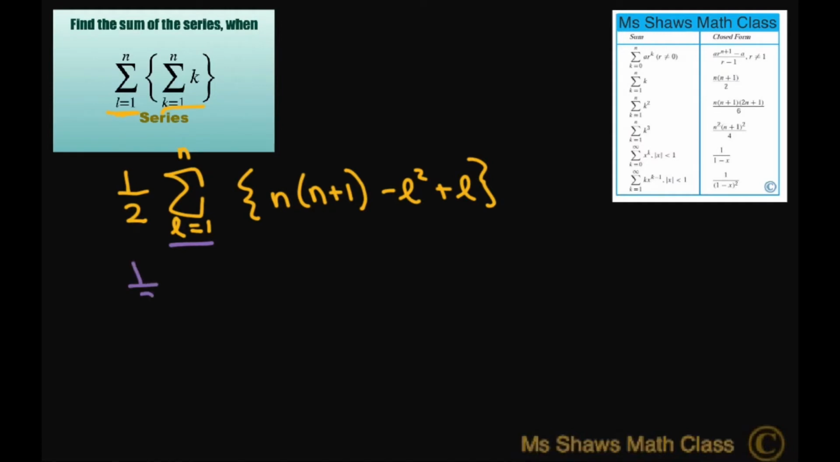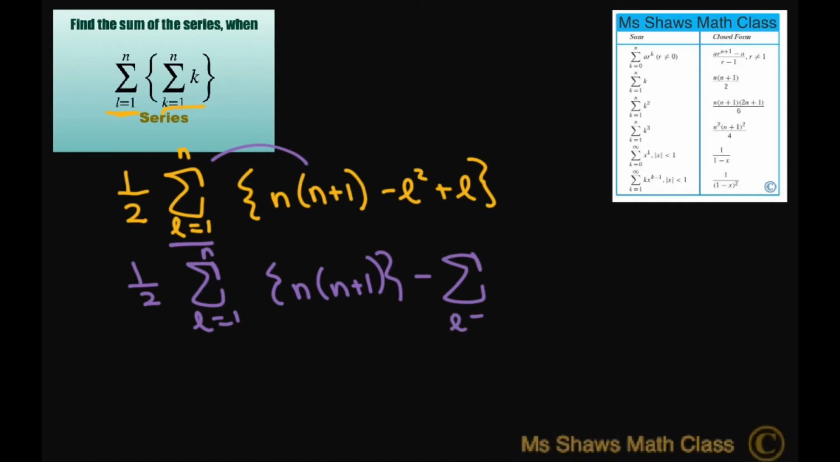So now I have 1/2, and for this piece we get the sum from l equals 1 to n of n times n plus 1, and then minus the sum from l equals 1 to n of l squared, plus the sum from l equals 1 to n of l. And now we just use our formulas.